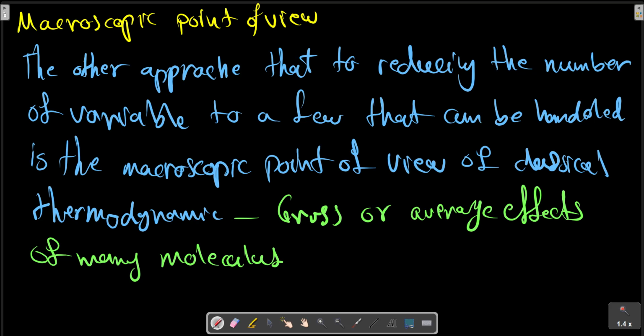These effects can be perceived by our senses and measured by instruments. However, what we really perceive and measure is the time average influence of the many molecules.